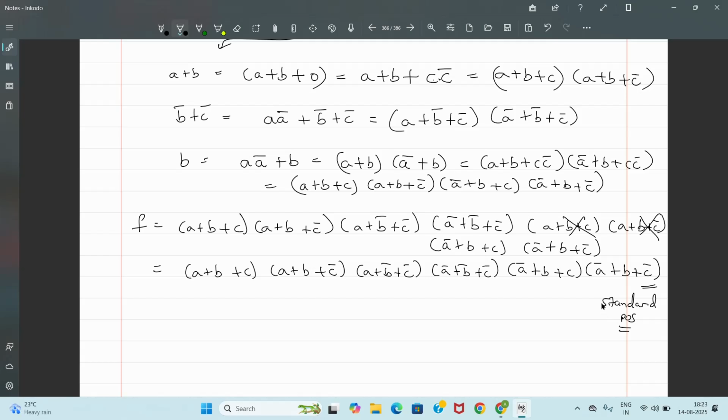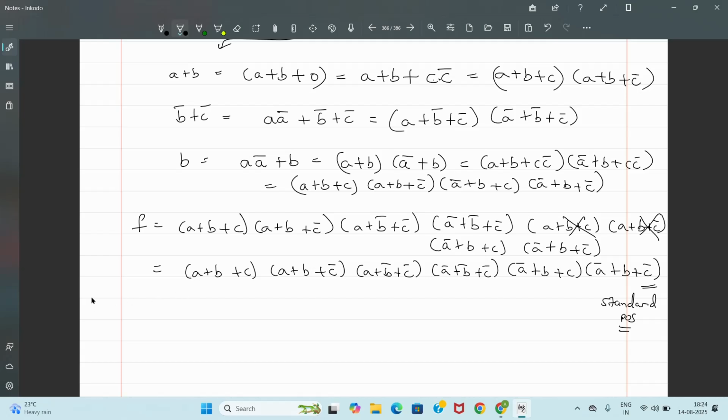Now, if they ask you to write the canonical max term equation, then convert this to binary, from binary to decimal, and then write the numbers. But how do you convert this into binary? The rule is now different because you are doing it for a POS equation. Whenever you're writing binary for a POS product term, it is going to be exactly opposite of what you have done in SOP.